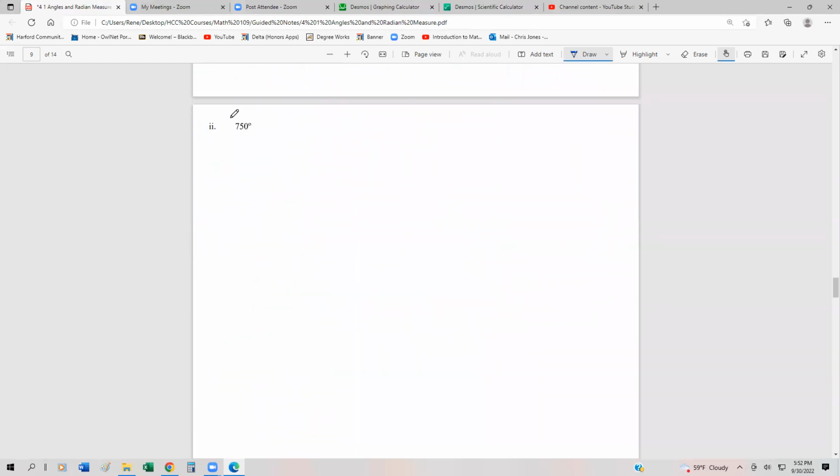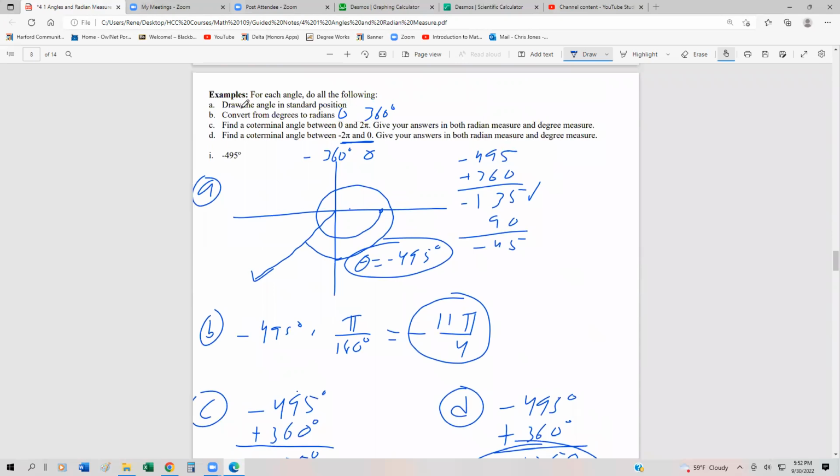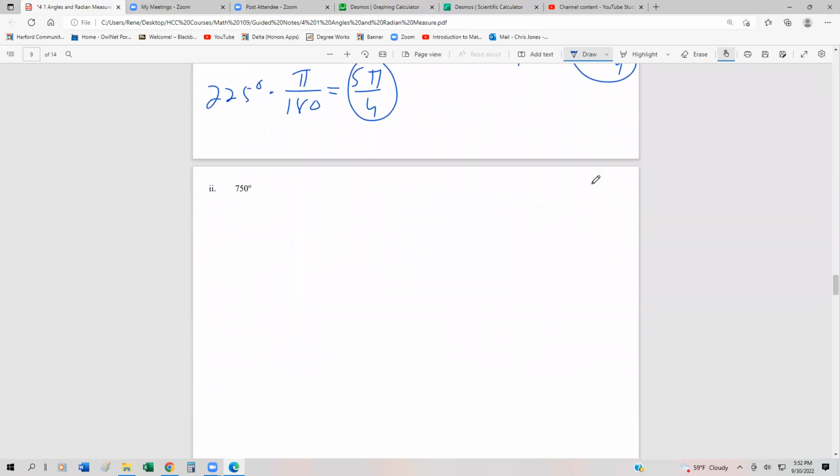One last example before we complete this video. We have 750 degrees, and we want to do the exact same thing. So first things first, let's try to draw the angle in standard position. All right, so over here, what I'm going to do is take the 750 and go around once.